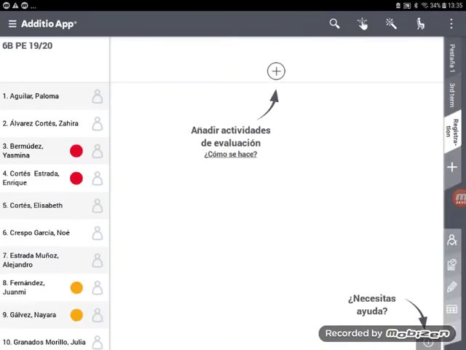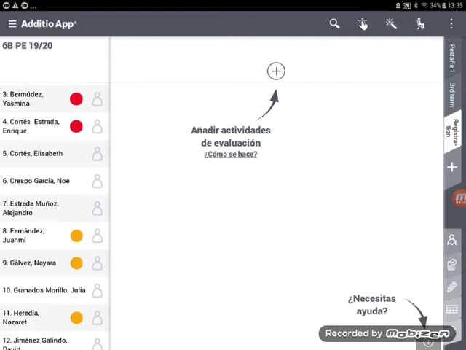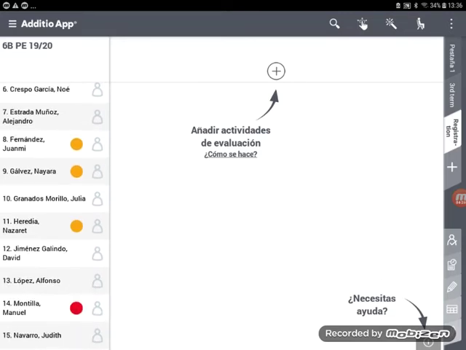Is Paloma here? Yes, she is. Is Zaira here? Yes, she is. Is Yasmina here? Yes, she is. Is Enrique here? Yes, he is. Is Elizabeth here? Yes, she is. Is Noé here? Yes, he is. Is Alejandro here? Yes, he is. Is Juanmi here? Yes, he is. Is Nayara here? Yes, she is.